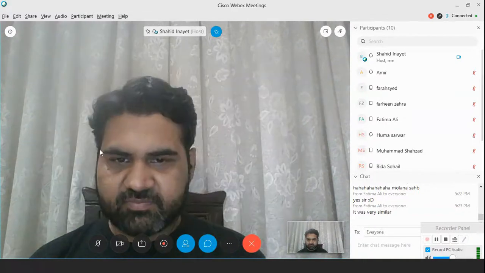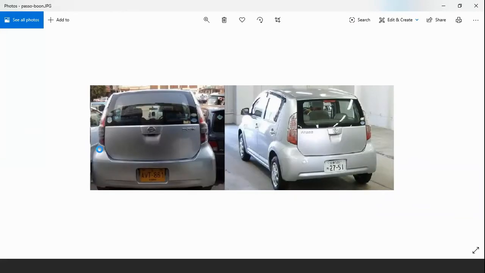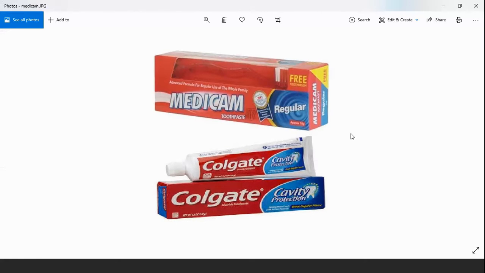Here, you said about Red Bull. So you see Red Bull and this. What is visible? Red Bull. Yes sir. These are two different cars, this is Moon and Paco, two different cars. This is AT&T and Mobility. This is Medicam and Colgate. So you see how they changed their whole packaging so that it looks like Colgate.